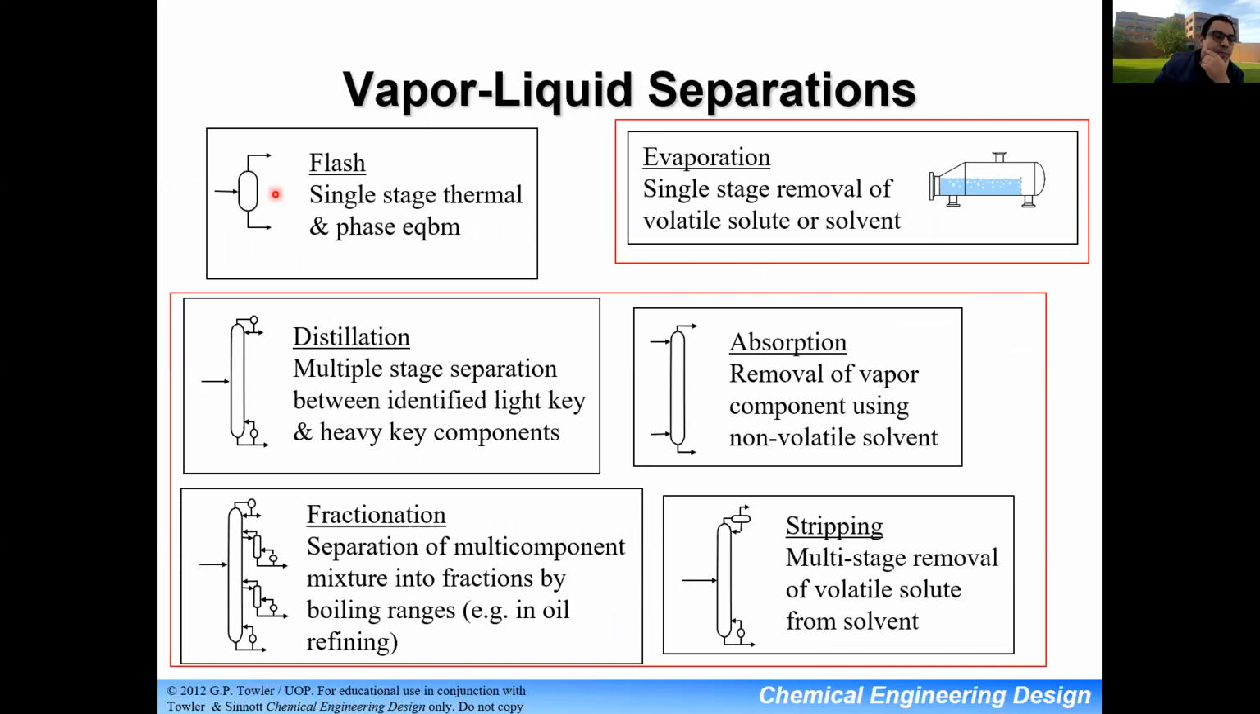First one is a flash tank. So flash tank, basically I'm just playing around with my thermodynamics. So if at one temperature, both components exist at the liquid phase, but at another temperature, only one component exists at the liquid phase. So I just induce the shift, thermodynamic shift, and one of the liquids will drop, the other one will stay in the gas phase.